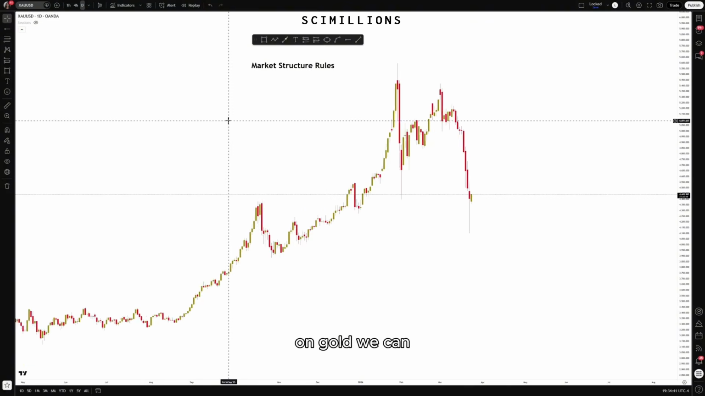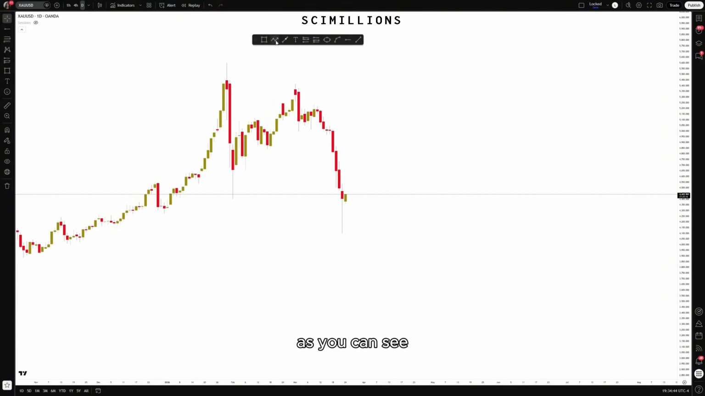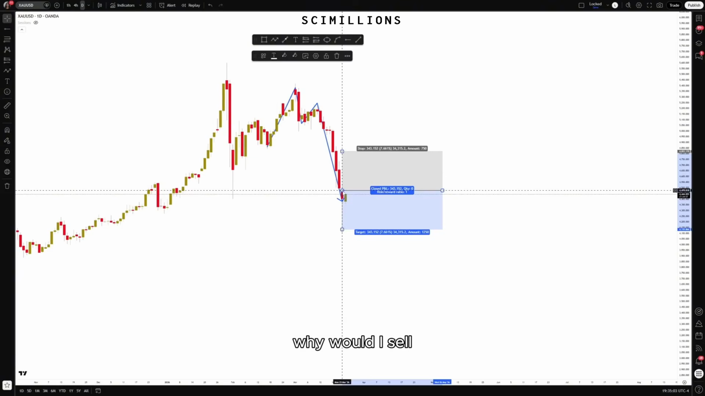Like right now on gold, we can break it down real quick. As you can see, we had price going in an uptrend and then it made a lower high. This lower high ended up selling off completely. There is no correction that was made to make me think it's good to sell down here. Why would I sell at a lower low? Once again, why would I sell at a lower low?